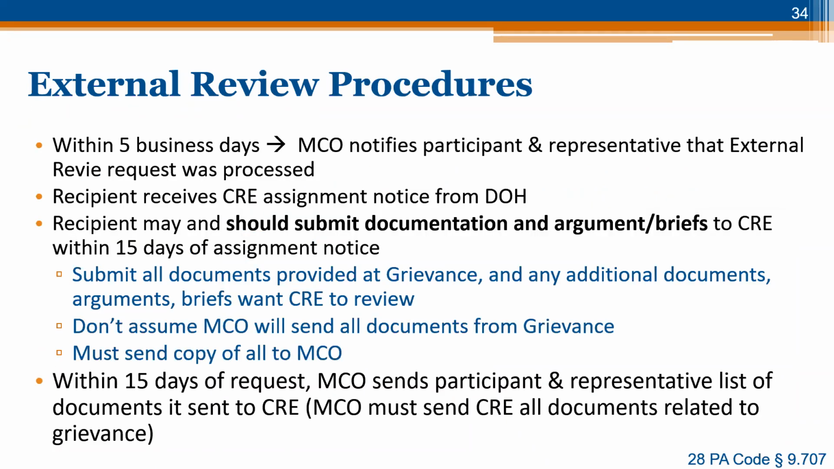And then there's a lot of procedure here. Generally, I'm just going to give an overview of this and tell you what's going on right now. So this is the general procedure. The person is supposed to get an acknowledgement, and then an assignment notice from the Department of Health that tells the participant who the certified review entity is and how to contact them. Usually there's a fax, sometimes a phone, and an address. It lets them know they can provide additional documentation, which they should do if they have it.